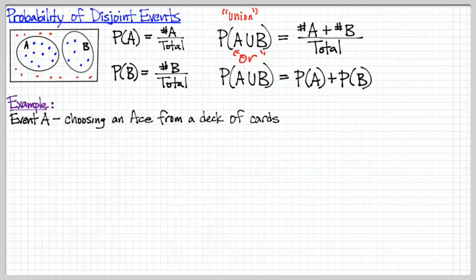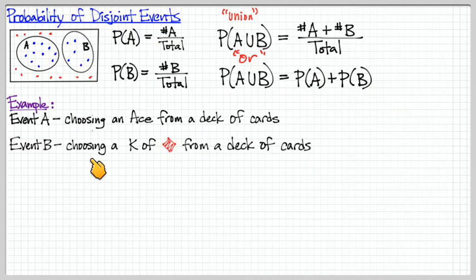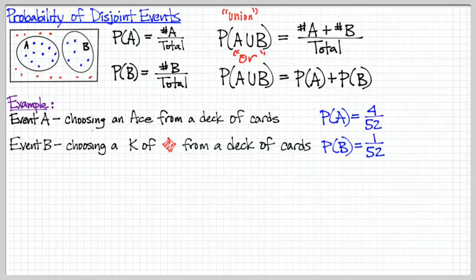So here's an example. Suppose event A is choosing an ace from a standard deck of cards. Event B is choosing a king of diamonds from a deck of cards. And note, these two events are completely disjoint. There's no overlap. A king is not an ace, so there's no overlap. So the probability of event A is 4 divided by 52, 4 aces in a deck, 52 cards in the entire deck. The probability of event B happening is 1 king of diamonds divided by 52 total cards.